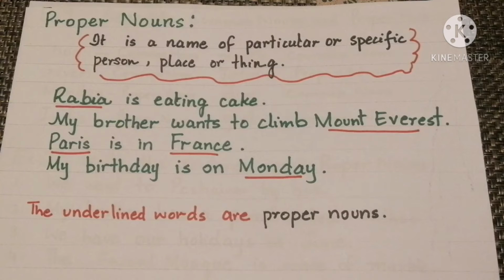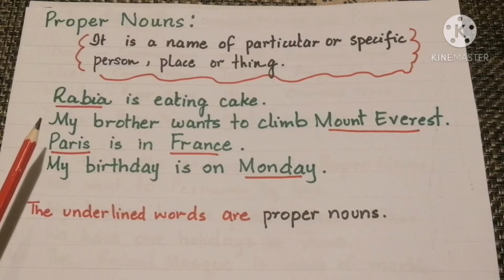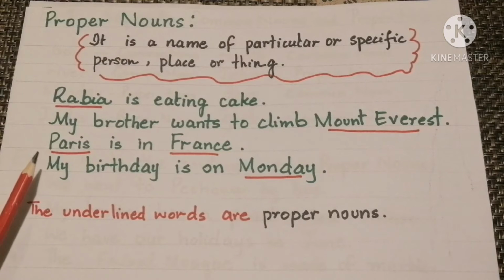Proper nouns. It is the name of a particular or specific person, place, or thing. For example, Rabia is eating cake. My brother wants to climb Mount Everest. Paris is in France. My birthday is on Monday.